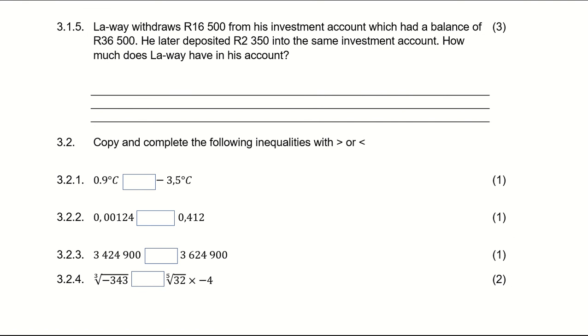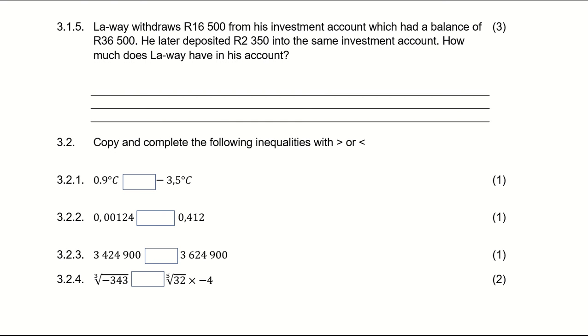Now, Ndlela here, Laway withdraws 16,500 from his investment account, which had a balance of 36,500. So in this investment account, we've got 36,500. And then he later deposited 2,350. So deposit means you're adding to the investment. You are going to add to the 36,500. So it'll be 36,500 plus 2,350.